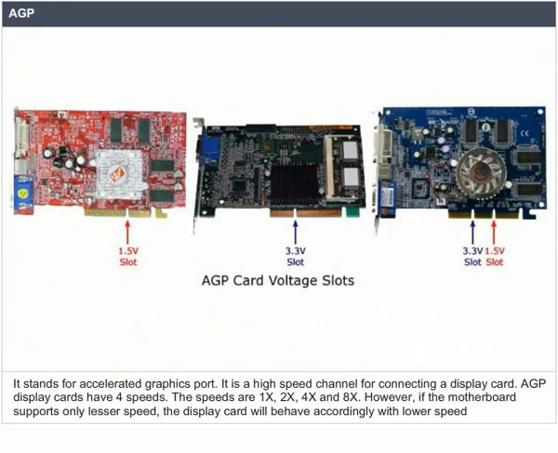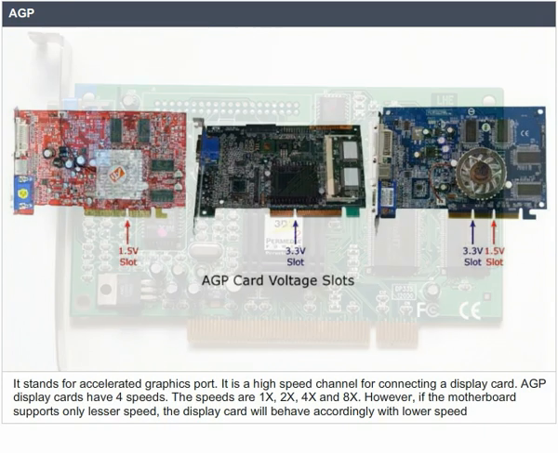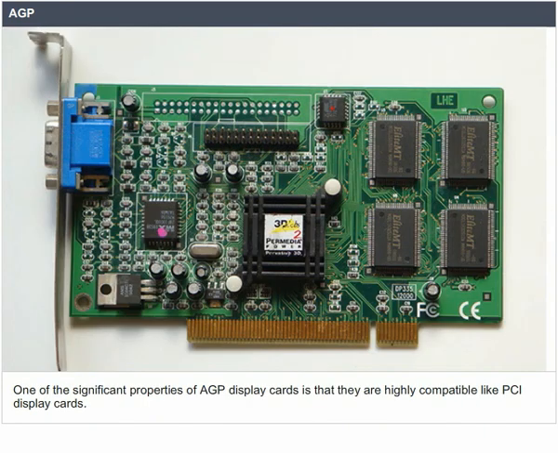AGP stands for Accelerated Graphics Port. It is a high-speed channel for connecting a display card. AGP display cards have 4 speeds. The speeds are 1x, 2x, 4x, and 8x. However, if the motherboard supports only a lesser speed, the display card will behave accordingly with lower speed. One of the significant properties of AGP display cards is that they are highly compatible, like PCI display cards.